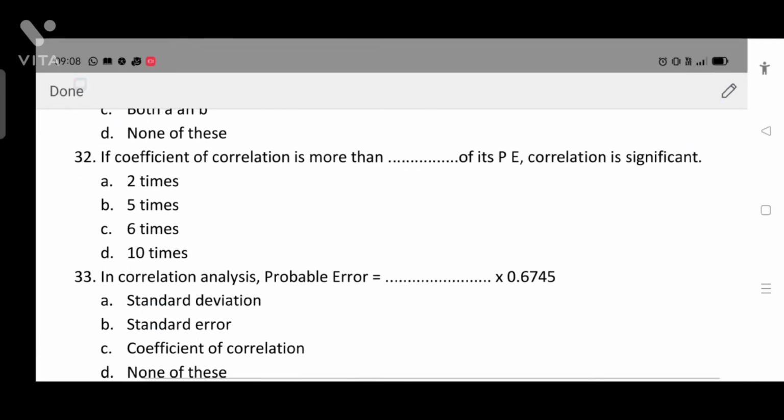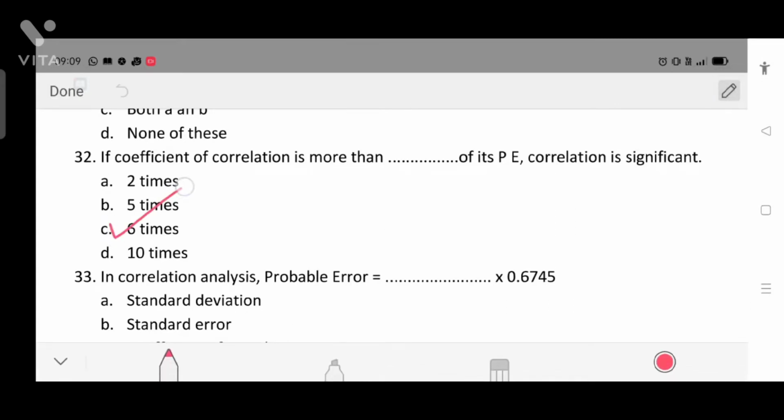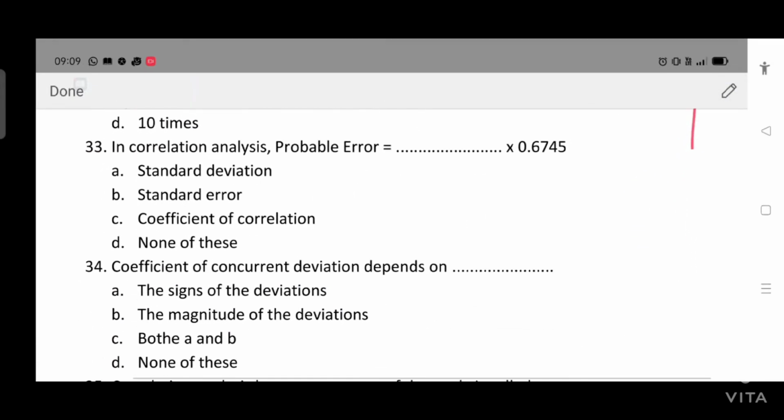Question number 32. If the coefficient of correlation is more than dash of its probable error, the correlation is significant. A, B, C, D. C, 6 times. In correlation analysis, probable error equals dash times 0.6745. A, B, C, D. Standard error.